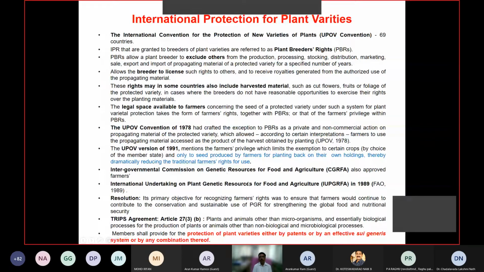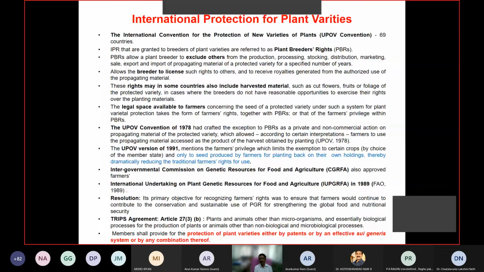So, what is this UPOV convention which India never likes to join? It has a membership of 69 countries. Most of them are Western countries, developed countries, EU countries, America, China, Japan. These big countries are there because it grants IPR to the breeders of plant varieties. That's why they call it plant breeders' rights. They don't recognize the breeder, the Indian farmer.